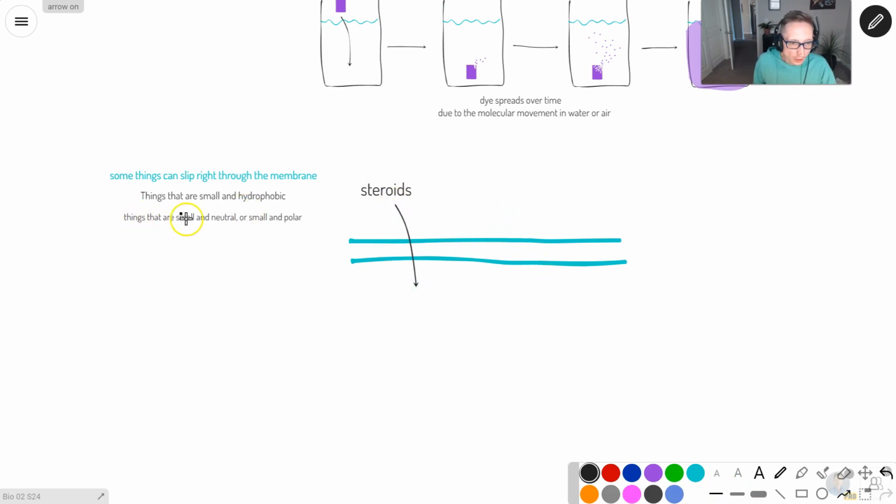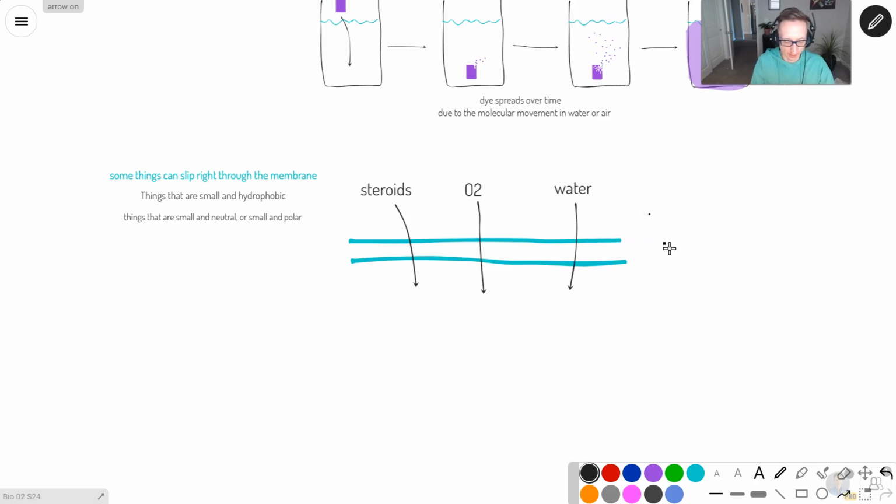Things that are small and neutral would be like O2, oxygen. And small and polar would be something like water. So these can all get right through the membrane. And this is why steroids make great signaling molecules, because they can get right through the membrane.